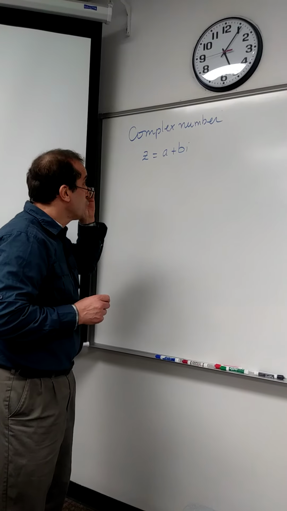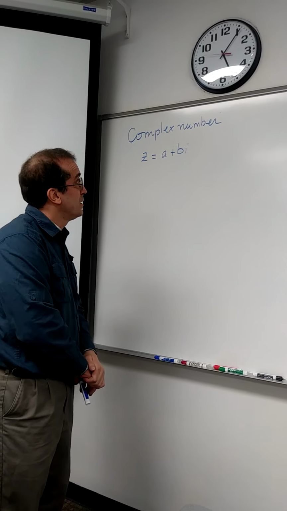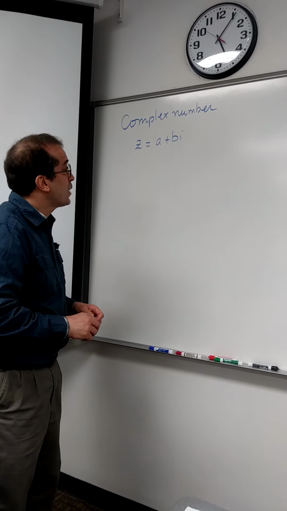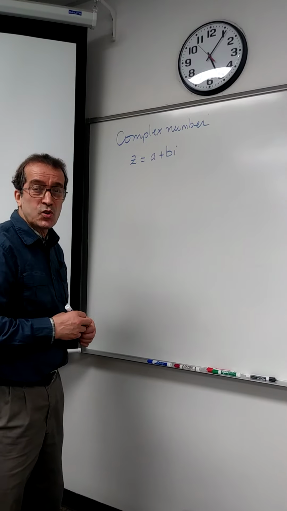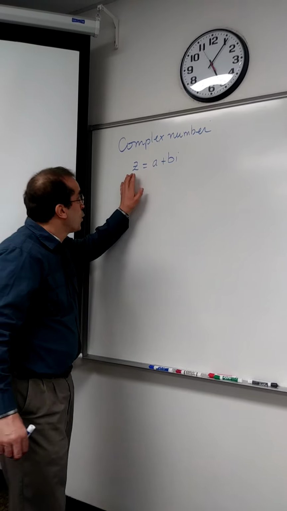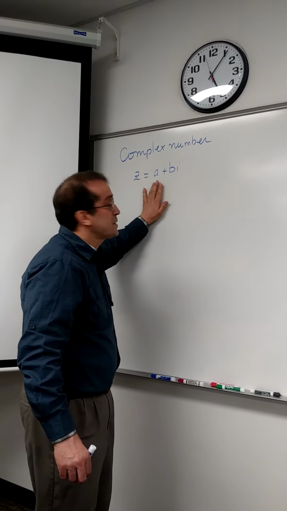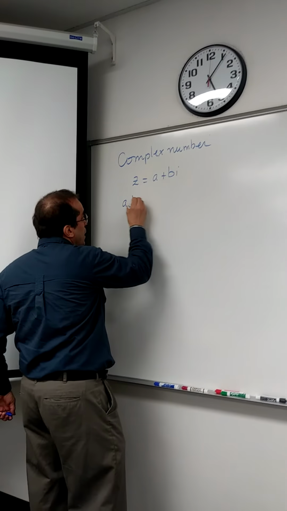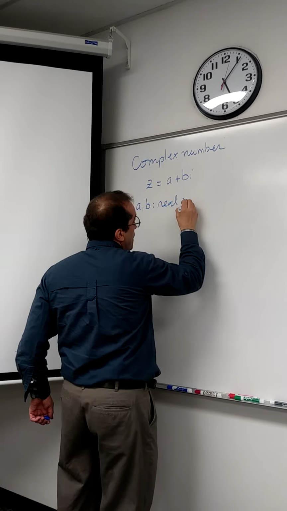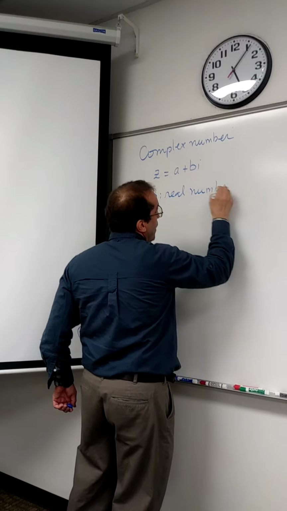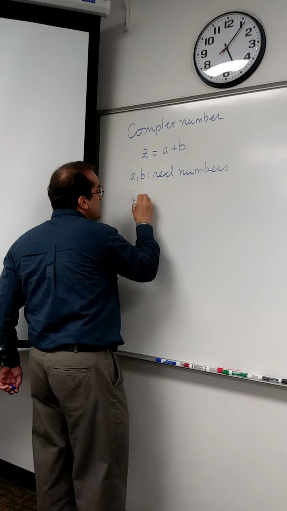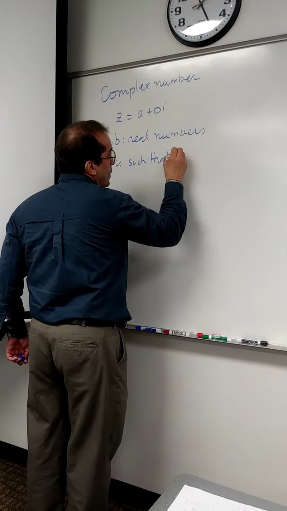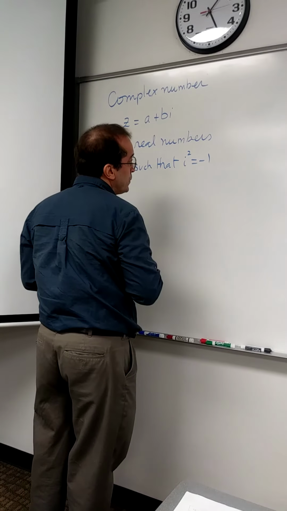Today we're going to introduce and discuss complex numbers. A complex number is a two-dimensional number of the form z equals a plus bi, where a and b are real numbers and i is such that i squared is equal to -1.